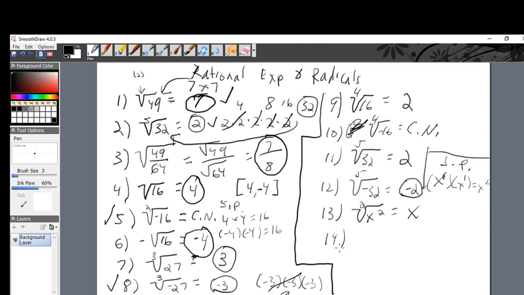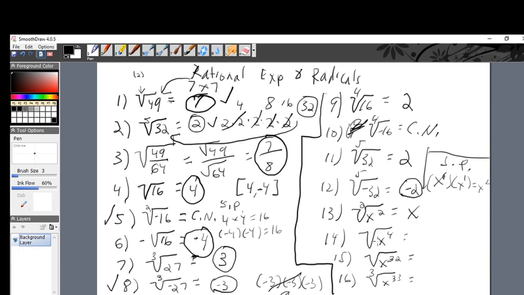Let's see some more with x's. What about the square root of x to the 4th? And let me give you another one. What about the square root of x to the 32? There's another one. And finally, for this series over here, the cube root of x to the 33.